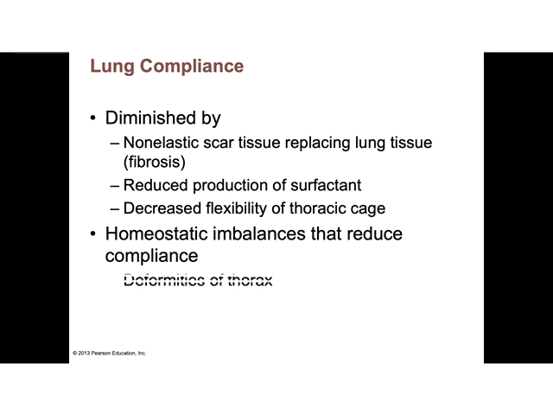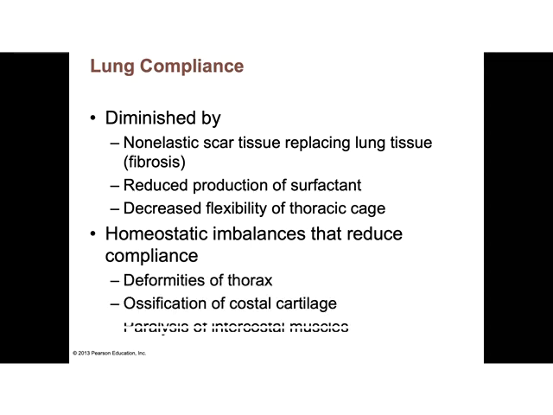Homeostatic imbalances that reduce compliance include an abnormally shaped thoracic cage, ossification of costal cartilage, basically the joints between the ribs and the vertebrae and the ribs and the sternum, they mineralize. And then intercostal muscles getting weaker or getting paralyzed. All of this means it's tougher for you to take a good deep breath.